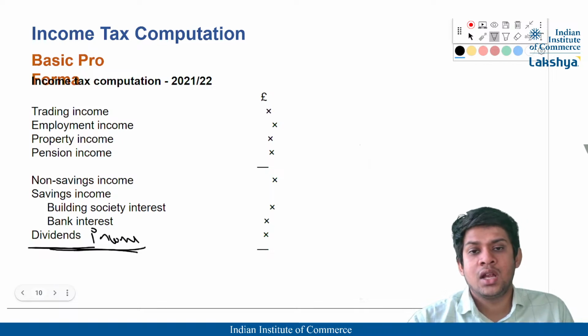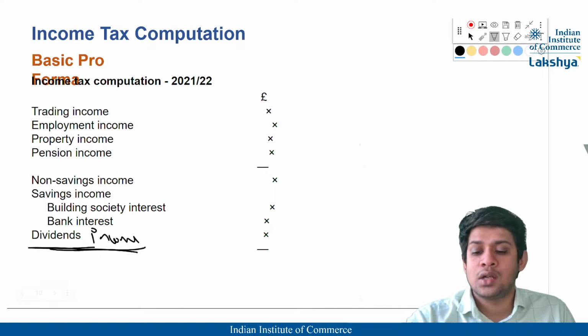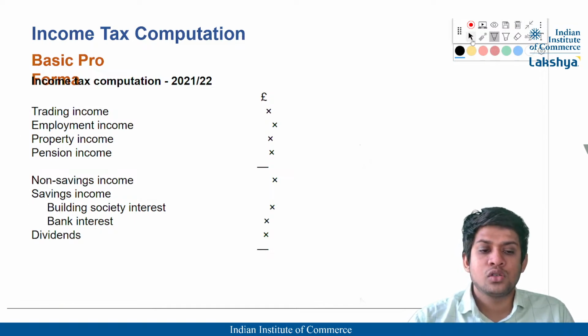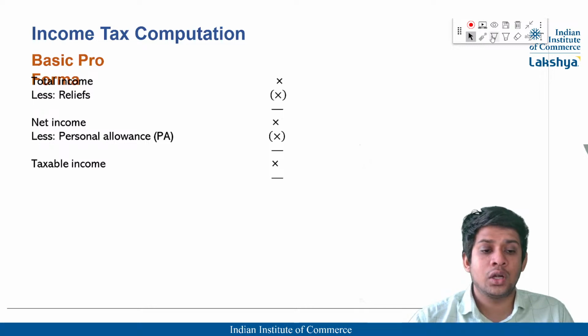It is the last head, dividend income, that is there. So technically there are three heads: non-savings income, savings income, and dividend income. In non-savings income, all these incomes will be there. In savings income, these two will be there, and dividend income will be there separately. Okay. So I hope the basic format is clear to you all.